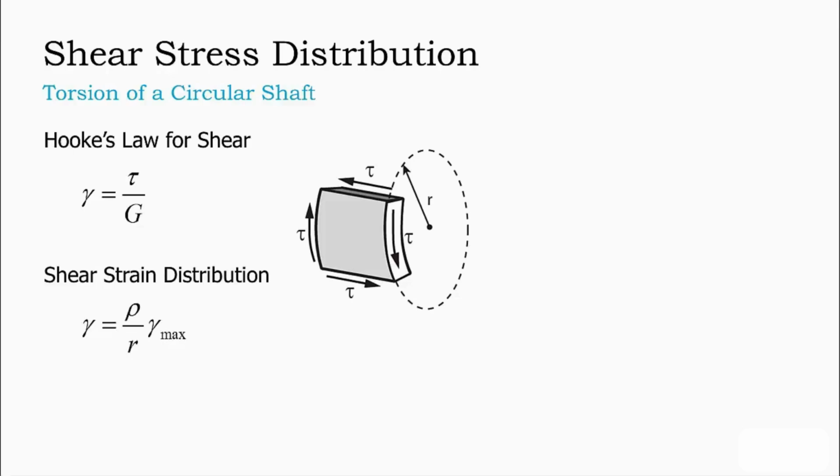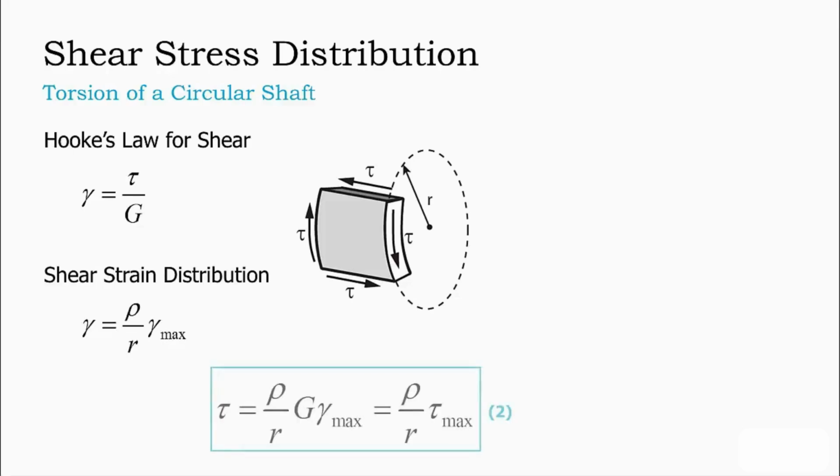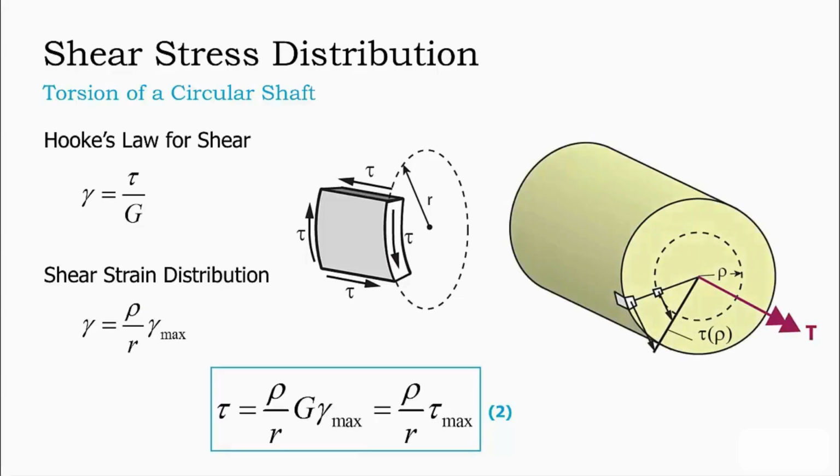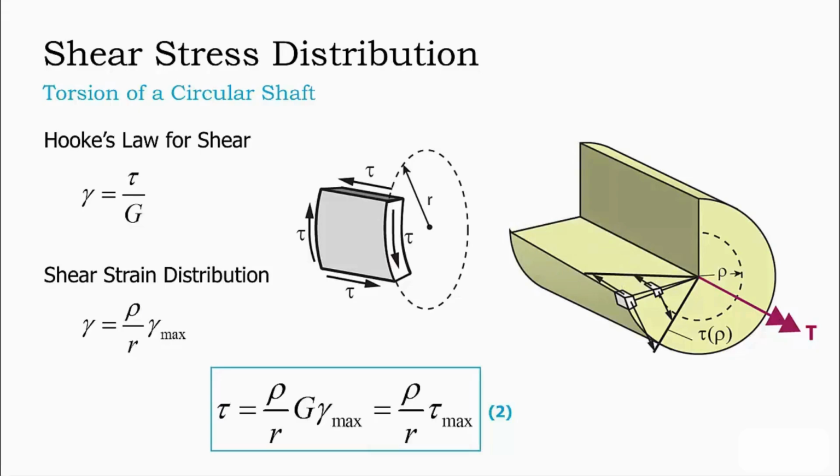Rearranging Hooke's law for shear stress and substituting in our shear strain distribution, we can see that the shear stress distribution also varies linearly from 0 at the center of the shaft to a maximum at the outermost surface. Slightly less obvious is that due to the concept of complementary shear stress and the state of pure shear illustrated in our element in the center of the slide, this shear stress distribution describes a shear stress acting perpendicular to the radius over the cross-section of the shaft, as well as the shear stress acting in the direction of the axis of the shaft as illustrated on the right. This resulting shear stress distribution, again, is a result of the principle of complementary shear stress.